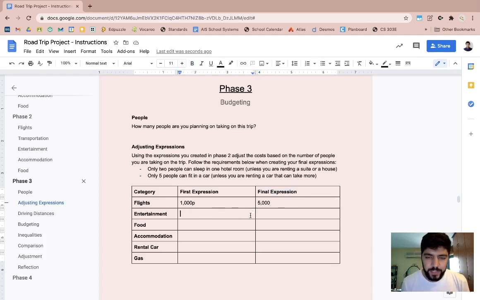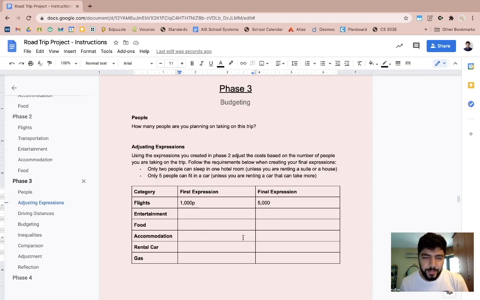Other entertainment, for example, will also not have variables. Food will, because food was the cost times P times D. So you had two variables there. So once you multiply by P, you'll still have D in your final expression.